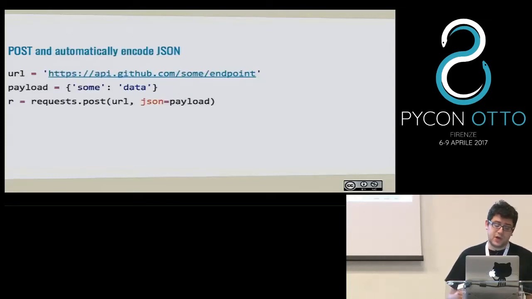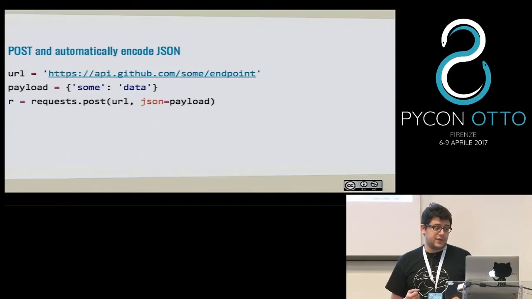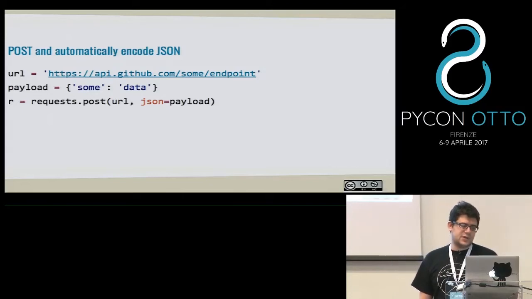This is an example of how to encode JSON. For example, I often use this library to interact with external APIs. External APIs usually expect you to send a request in JSON format. How to do that with requests? Simple. You define another dictionary and you pass it to the json parameter.